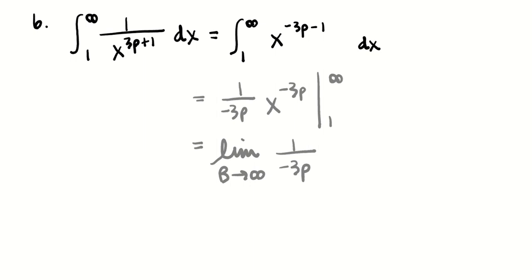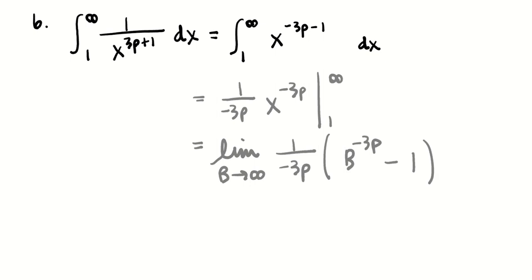So, let's say b goes to infinity, 3p, I'll factor that out, times 1 over b to the 3p, and actually, you know what? I'm going to call this b to the negative 3p. And minus 1 to the negative 3p. No, it's just going to be any power of 1 is 1.